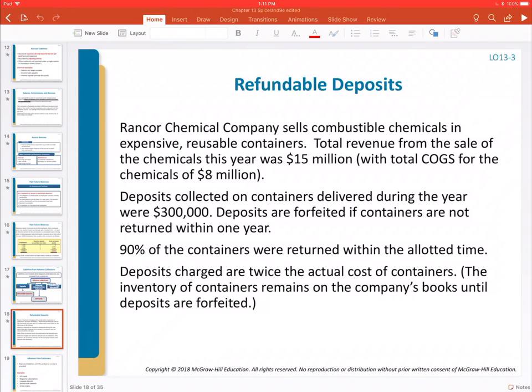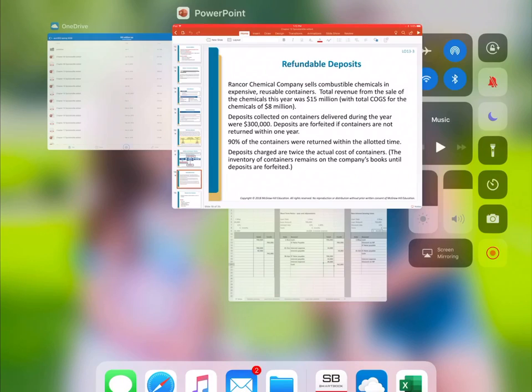So what we're going to assume in this instance is that over the given accounting period, 90% of those containers were actually returned to us within the allotted time. And then we're going to have to account for what happens with the 10% that wasn't returned to us. So we're going to go through that set of details in our Excel spreadsheet.